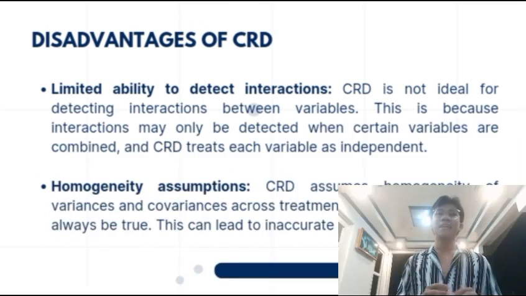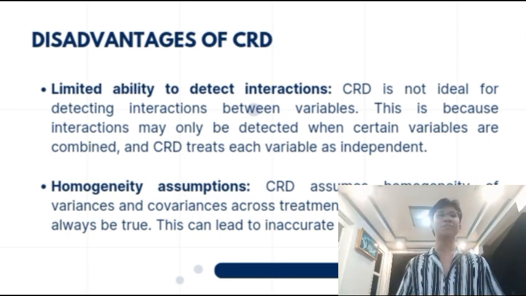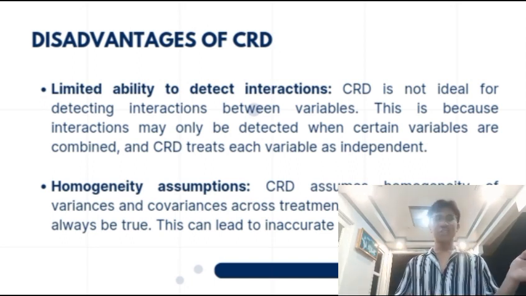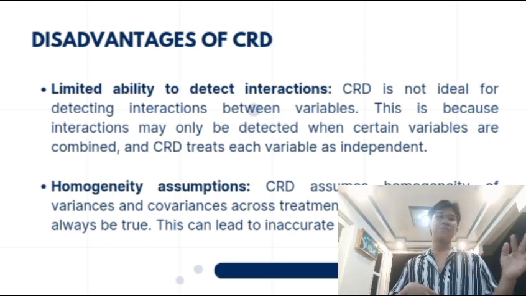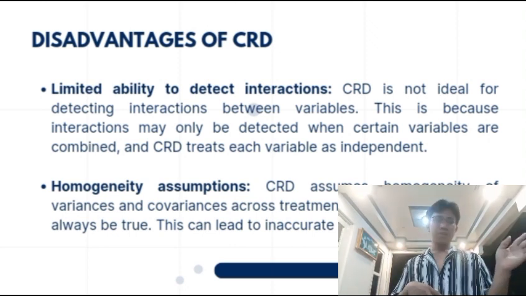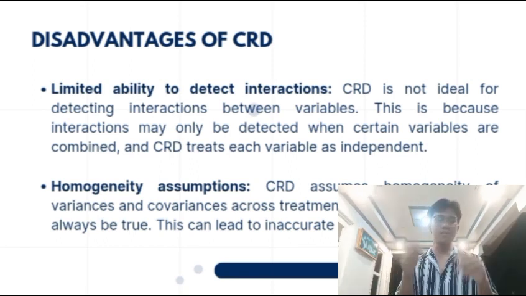Ang susunod ay limited ability to detect interactions. CRD is not ideal for detecting interactions between variables. This is because interactions may only be detected when certain variables are combined and CRD treats each variable as independent. So, hindi makikita ang interaction ng mga variable under investigation. So, kung ano lang ang nakikita sa variable na yun ang nade-derive ng conclusion dahil nga combined, independently ito.